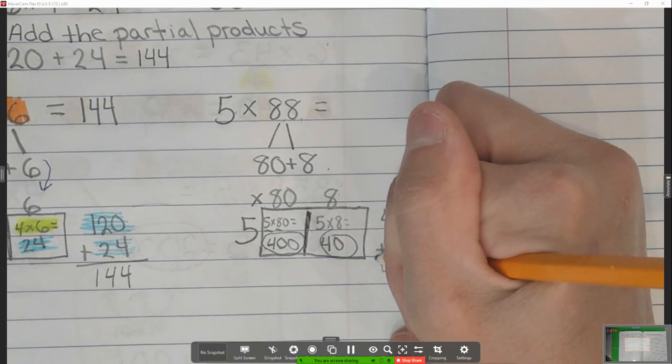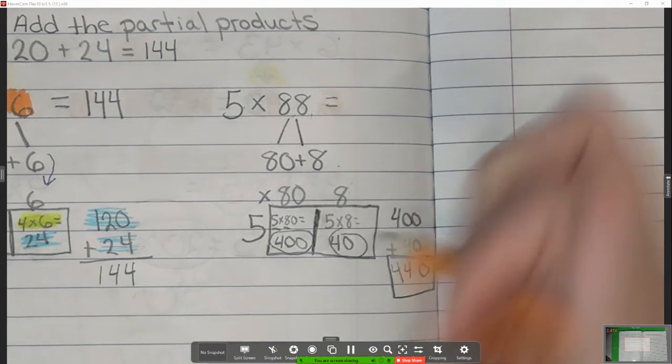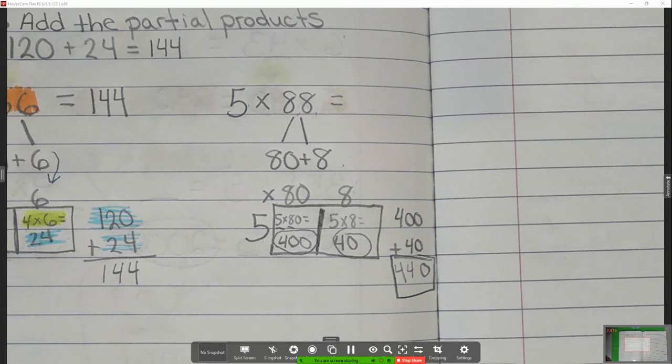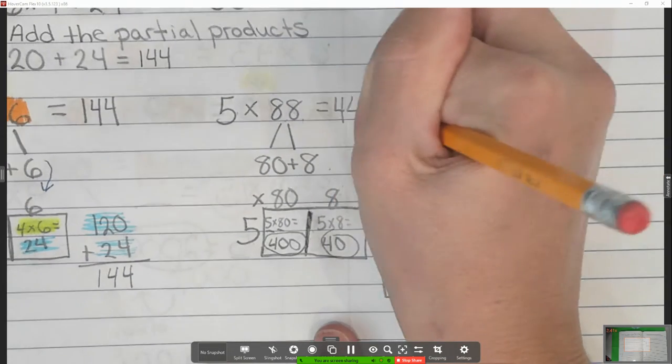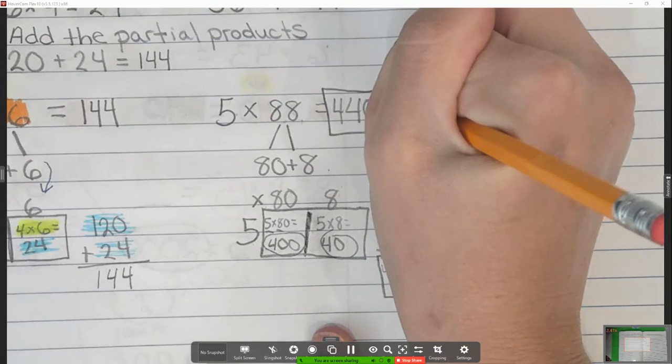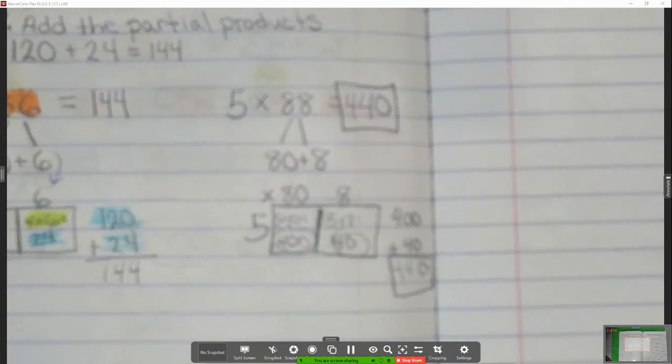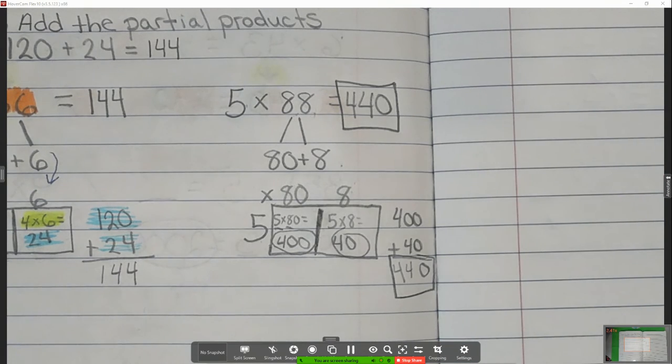So what is my final answer? Who can tell me? What is my final answer? Jocelyn, what's my final answer? 440. Notice how I'm boxing my final answer because I had multiple steps. Your math teachers will love you if you circle or box your final answers, because that lets them know this is your final answer.